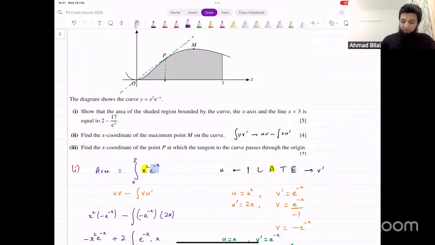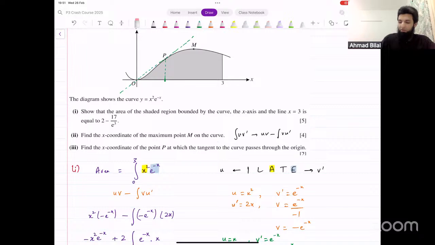First of all, we will need the gradient of the curve, right? Because when we talk about tangents, we need to find the gradient of that tangent. For that gradient, we need the gradient of the curve at this point. So you would have already differentiated the function in the second part to find the maximum point.